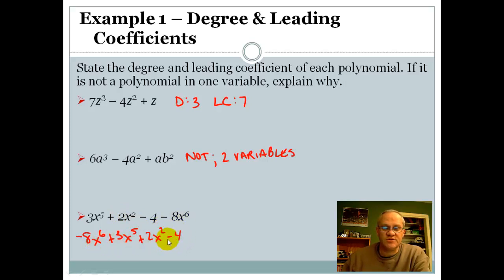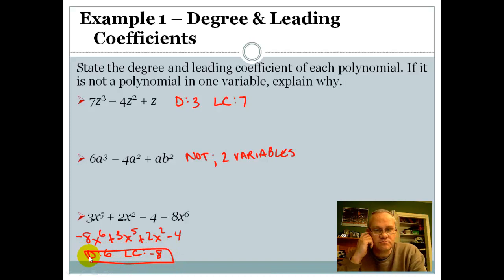So now that I've got it written in that order, what's the degree? The degree is 6. And what's the leading coefficient? Negative 8. Okay. So really not too difficult there, but you do have to have it in descending order. That's the key to that one. Okay?